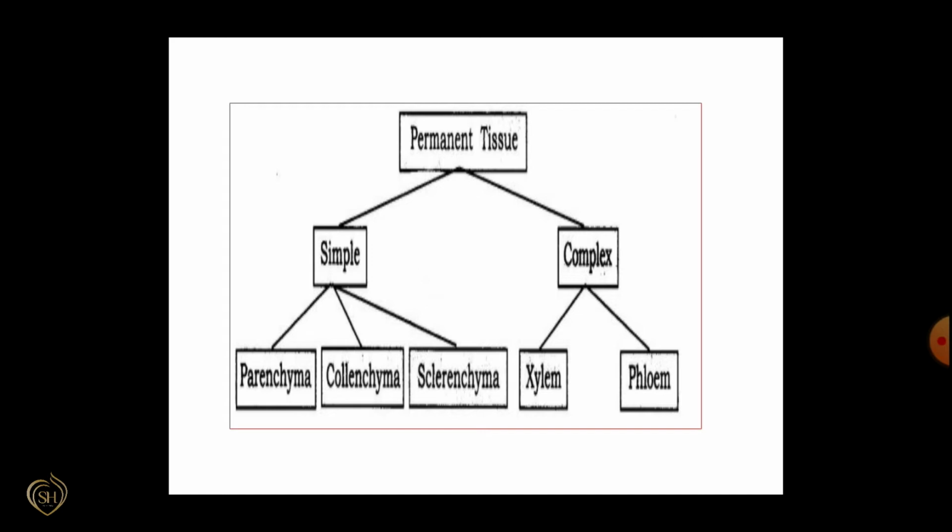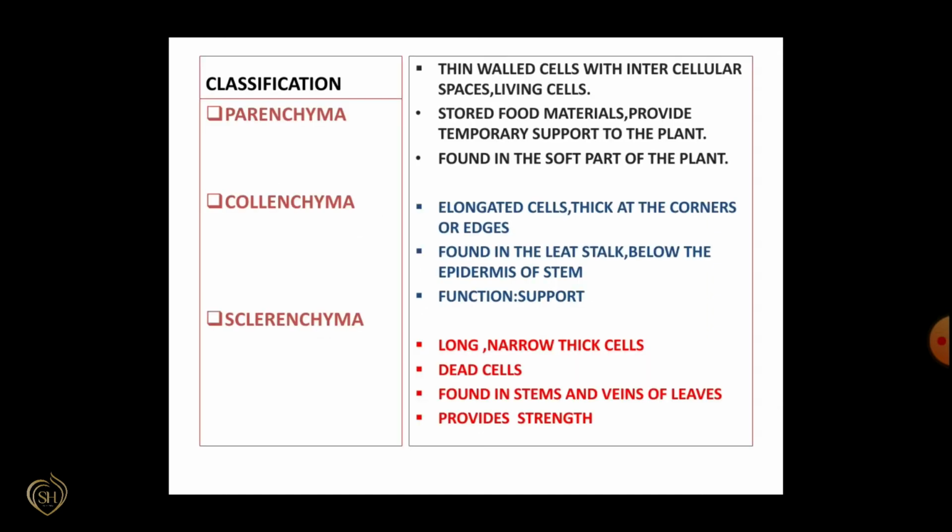Supporting tissue is again divided into three: parenchyma, collenchyma, and sclerenchyma. Complex permanent tissue is again divided into two: xylem and phloem. Let us discuss simple permanent tissues. They are parenchyma, collenchyma, and sclerenchyma. Let us discuss parenchyma.